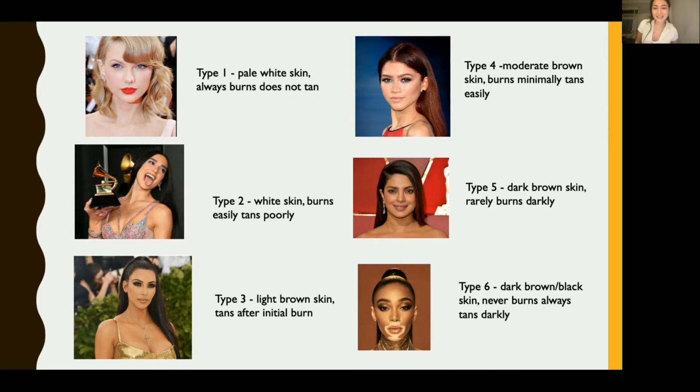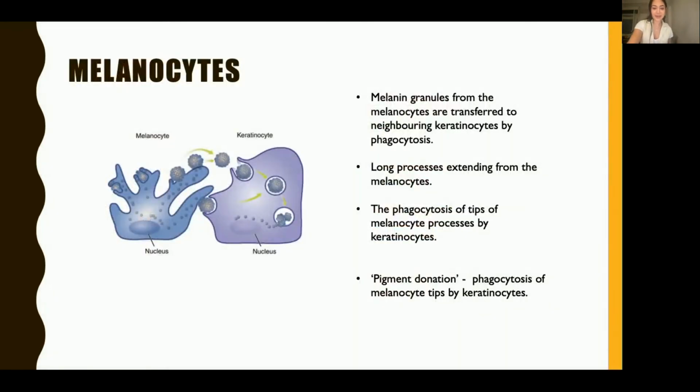Okay, next slide. So back to melanocytes. I just think this is very interesting. So melanocytes have these melanosomes. They're melanin granules, which are transferred to neighboring keratinocytes through phagocytosis. So there are these long processes extended from the melanocytes, which kind of donate these balls of pigment to the keratinocytes. And this process is called pigment donation. If we move to the next slide.